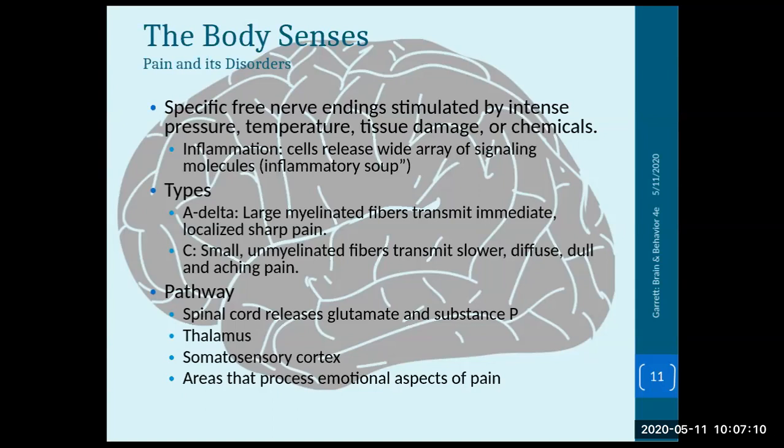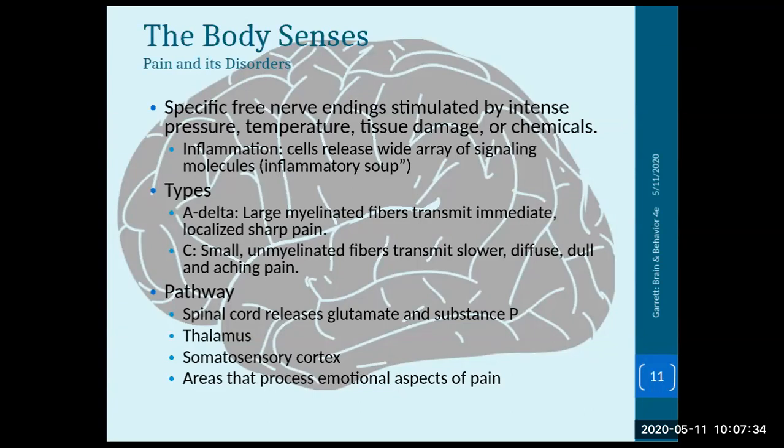It's called substance P. So glutamate and substance P goes up through the thalamus to the somatosensory cortex, and that gives us information that there is some sort of damage. Although the pain system kind of sucks, because pain is not fun, pain is really necessary for us because it's our body's natural alarm system that tells us something is wrong.